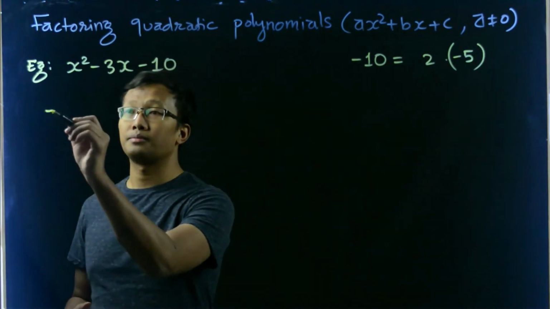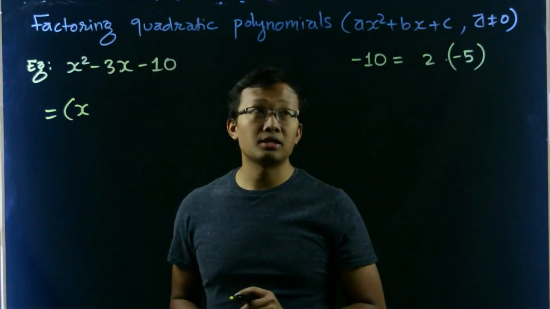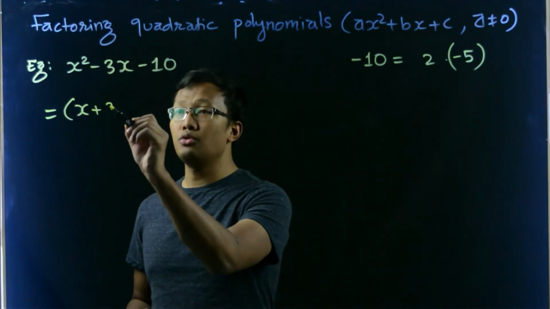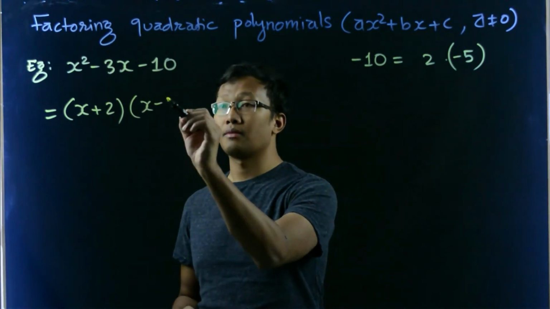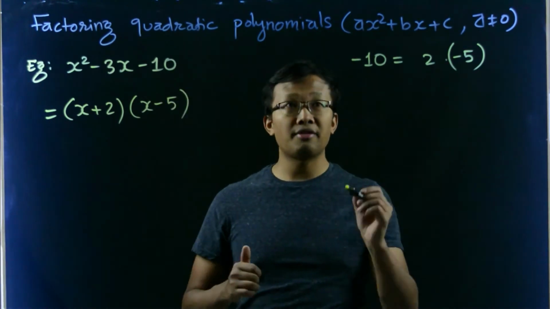Thus we have x + 2 and x − 5. So we are done with factoring.